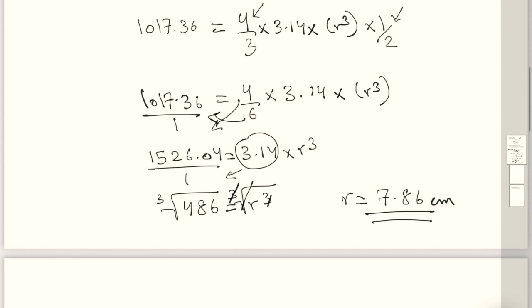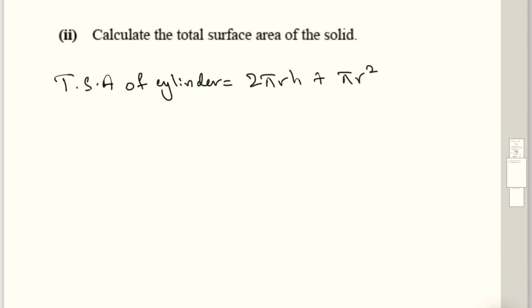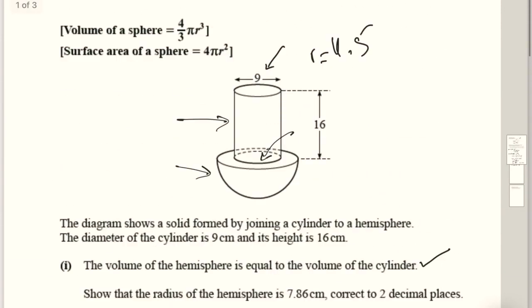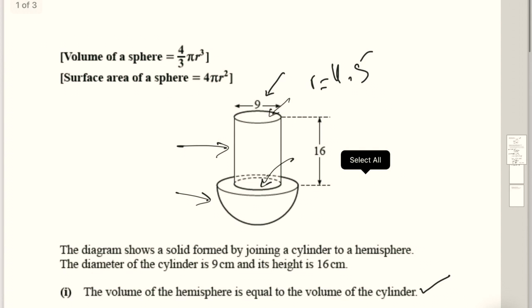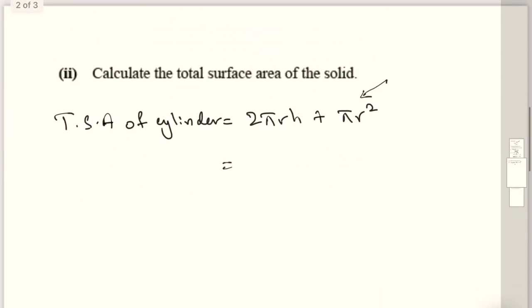So to find the total surface area of the cylinder, you need to use this formula, 2 pi r h plus pi r squared. Now normally this is 2 pi r squared. Why? Because there is a circle at the top and there is a circle at the bottom. So we use 2 pi r squared, but we're not using the circle at the bottom, so we just use pi r squared instead.